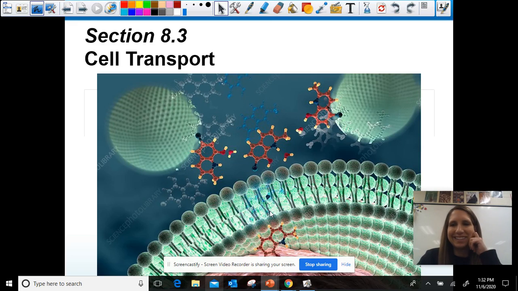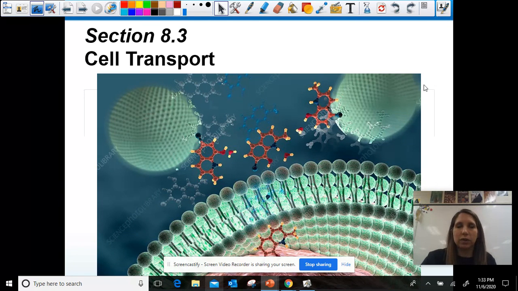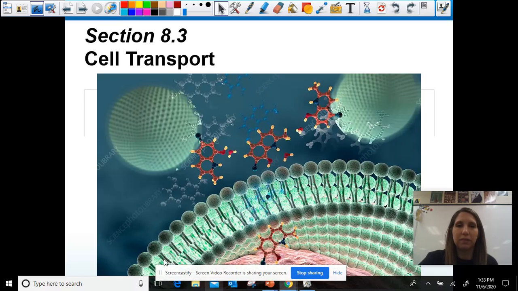Hey everybody, today we are looking at section 8.3, which is cell transport. This is going to tie in really well with the stuff that we ended section 8.2 with, which dealt with cell membranes. You can see here in this image we have a phospholipid bilayer. This is my cell membrane, the exterior of that cell out here, and then some different molecules floating around in that space and additional cells back there.